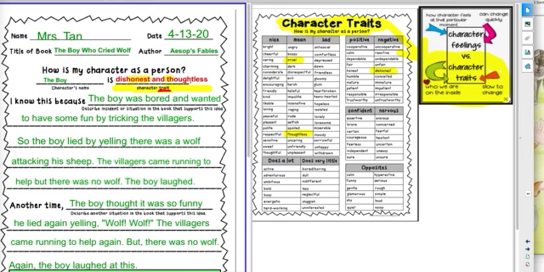All right, so readers, I'm going to have you go at it and look for character traits in books that you have, in any book that you have read already. All right, have fun, readers.